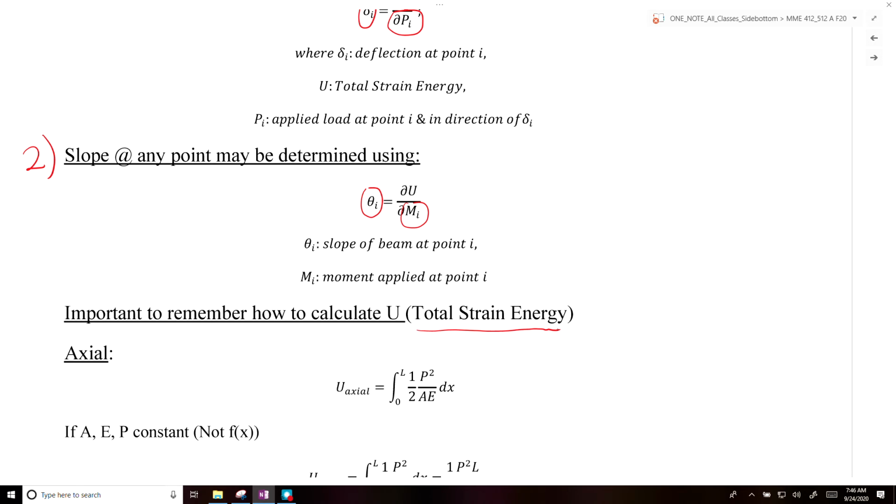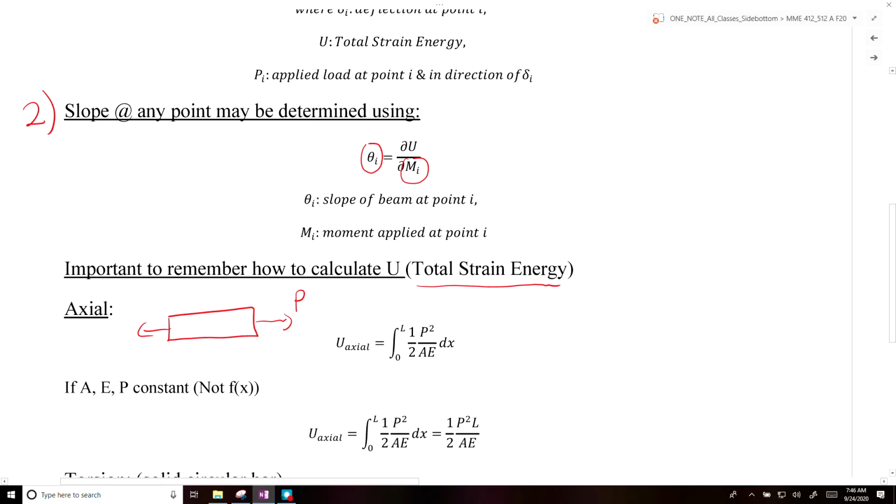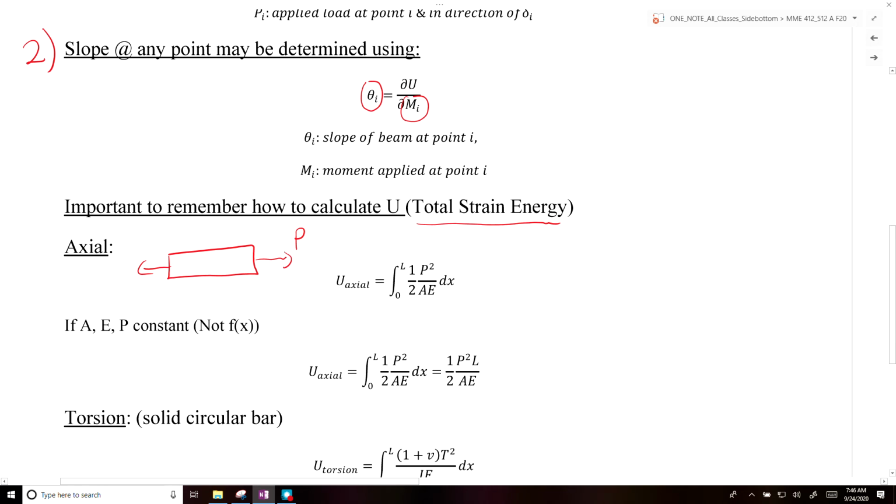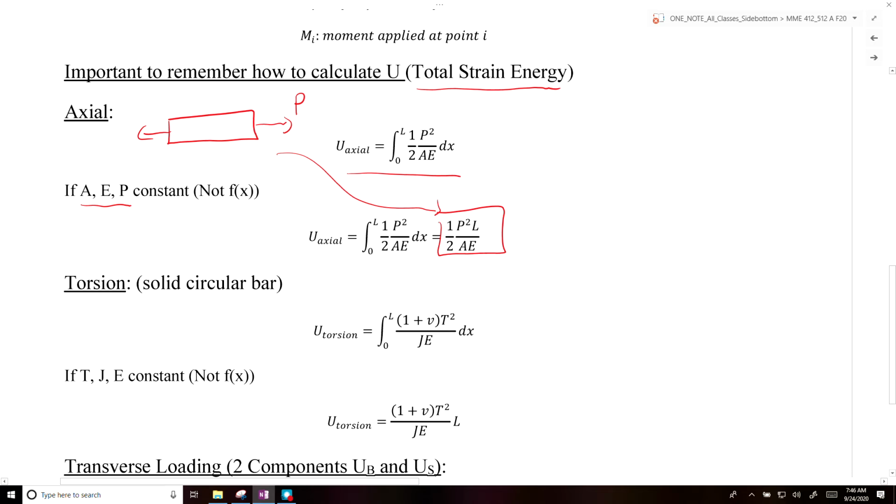If you have an axial load, meaning a bar that's pulled or pushed in tension or compression, you can solve for the strain energy using this equation. If the area, the elastic modulus, and the force are constants and not functions of x, it simplifies down to just a simple constant.